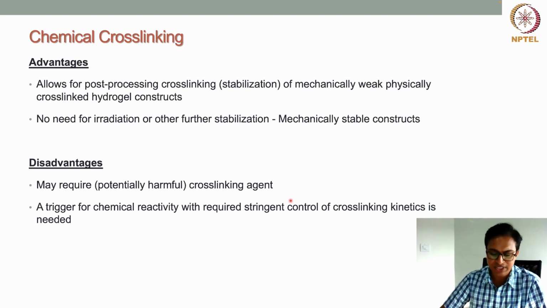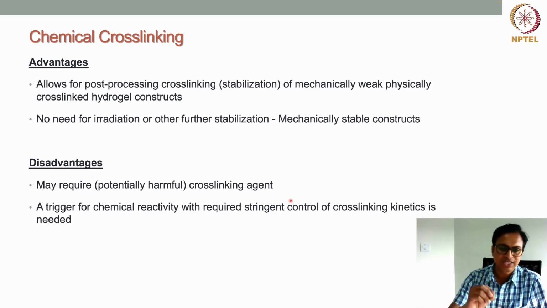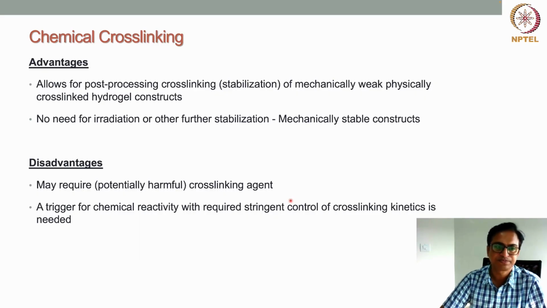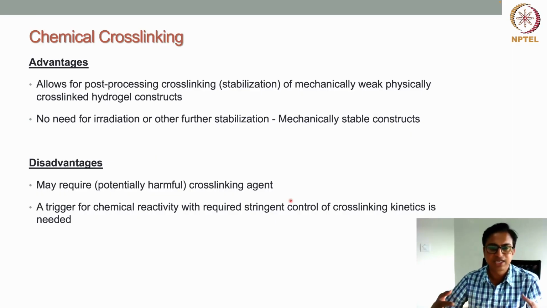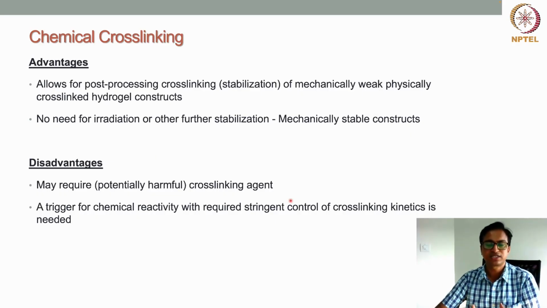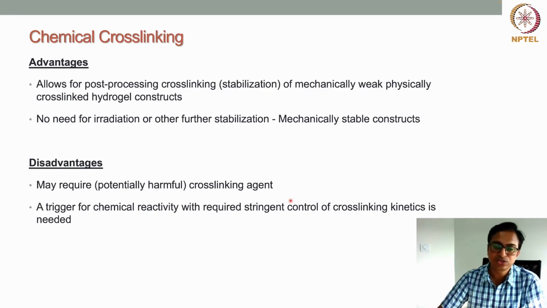Because most of the time in bioprinting, the chemical cross-linkers are all added within the bioink system, and then the bioprinting process is done. After bioprinting, the chemical reaction slowly starts, and the structure gets stabilized or cross-linked. So how to control the chemical reactivity, or the kinetics of this cross-linking, is a tricky thing.